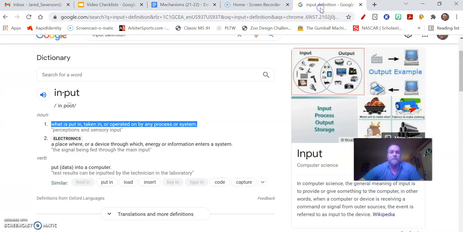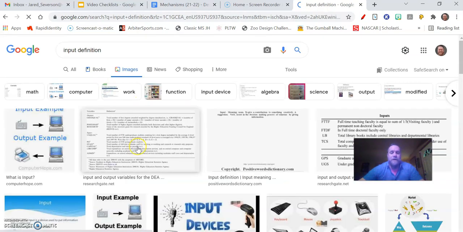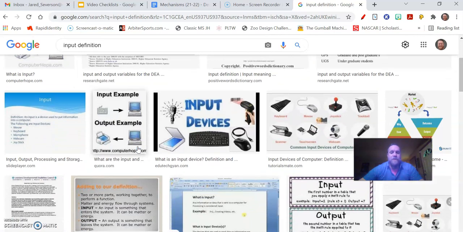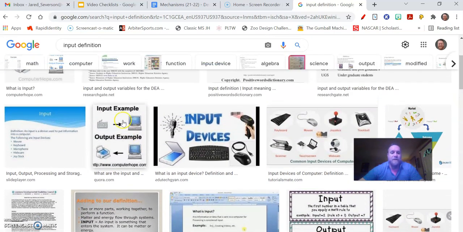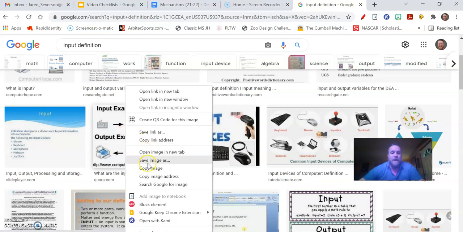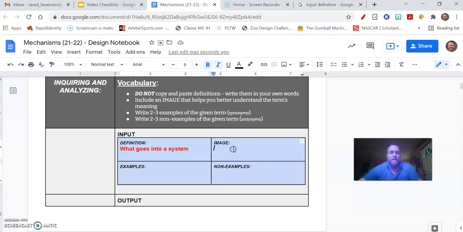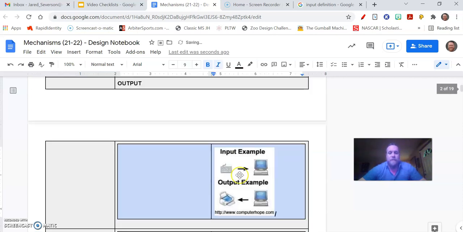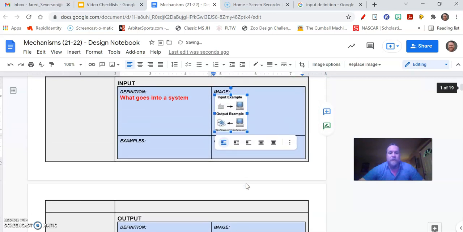Now if you go back to Google, up at the top, it's easy just to click on images and you get a whole bunch of different images. You just need to go through and find one that kind of makes sense. So here, input example, output example. I could use this picture for both of those first 2 words, input and output. And so we'll just copy that image, go up here, and paste the image in there. I'm just going to resize it to make sure it all fits on the same page.